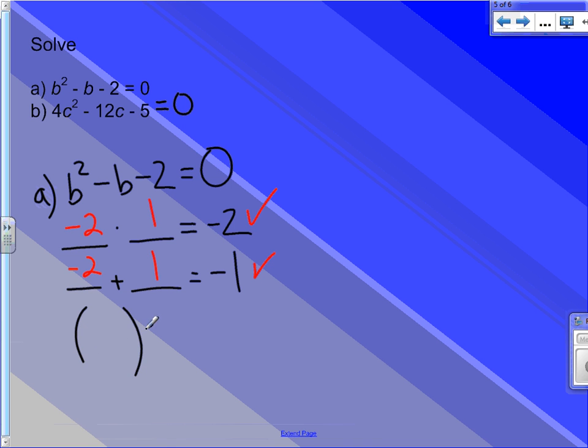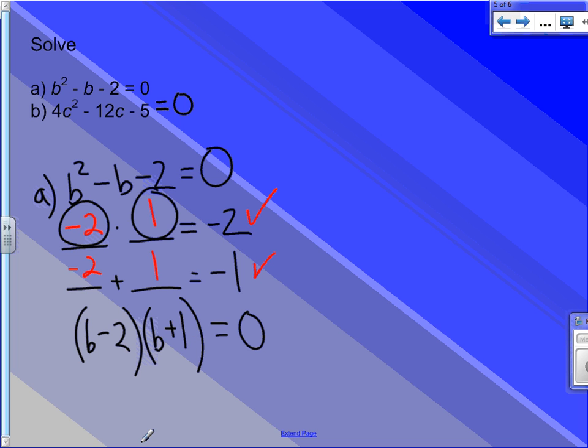All right, we're going to break up our b squared as b and b. And we're going to drop down these 2 numbers that made that beautiful magic happen. b minus 2, b plus 1. Now, if we stop there, we are in trouble because that did not solve the equation. All you did was factor it. We have to set each piece equal to 0.